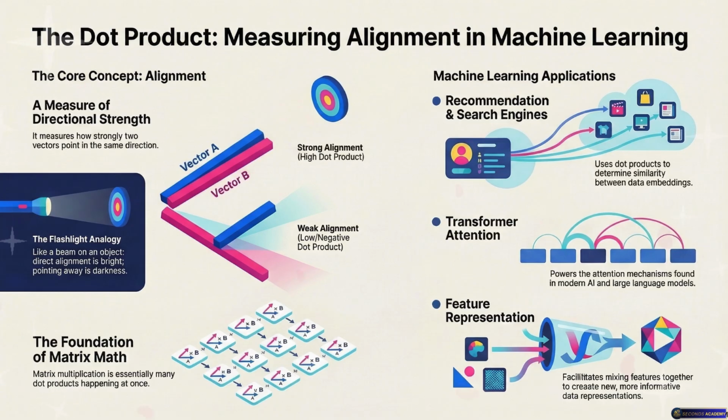Wait, I want to pause and emphasize that insight because it's massive. Yeah. We are using pure geometric alignment in space to mathematically quantify semantic meaning and human context. That is the magic of the dot product.